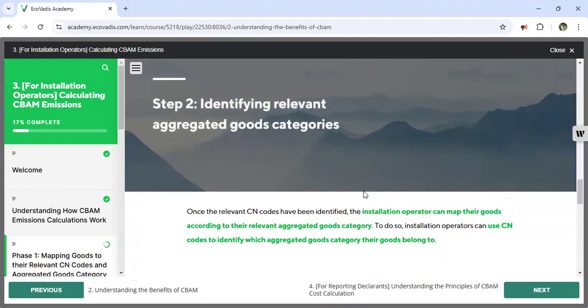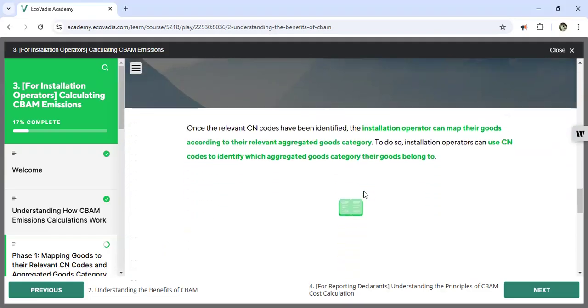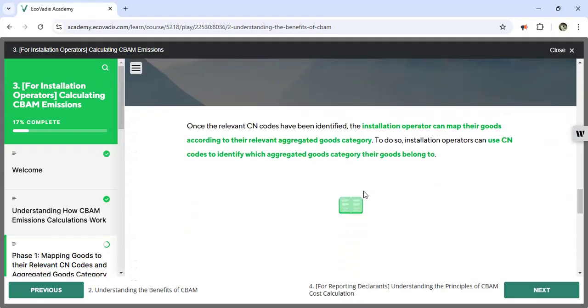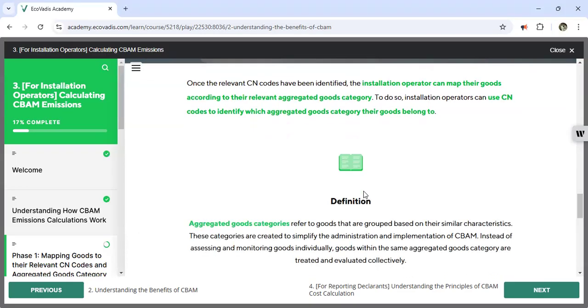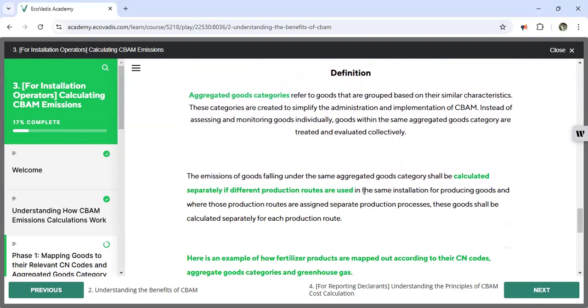Step 2. Identifying relevant aggregated goods categories. Once the relevant CN codes have been identified, the installation operator can map their goods according to their relevant aggregated goods category. To do so, installation operators can use CN codes to identify which aggregated goods category their goods belong to. Definition: aggregated goods categories refer to goods that are grouped based on their similar characteristics.